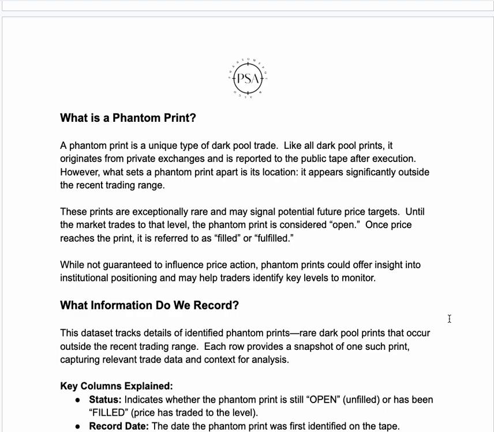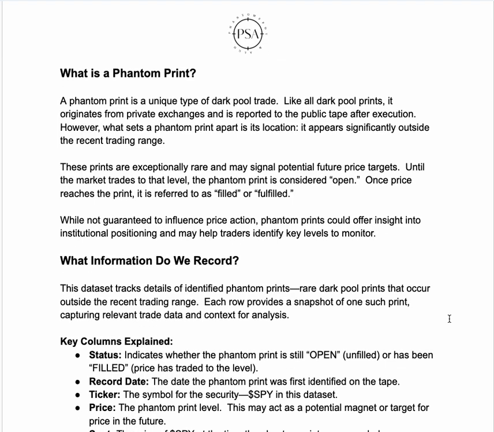Basically, until the market trades to that level, we consider it open. And then once the market reaches that level, it's considered filled or fulfilled. It's not guaranteed to influence the price action, but it could offer insight into what institutions are trading. And the market tends to have memory at that level, which is very interesting, and we'll get into that later on.